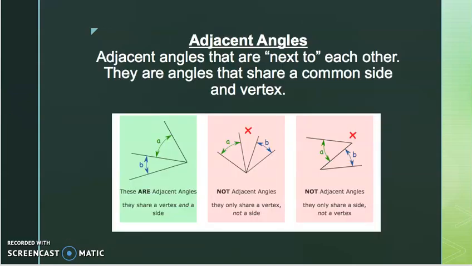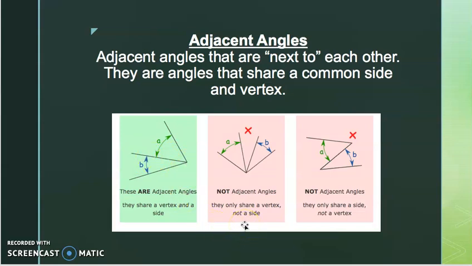We can use the word adjacent when it comes to geometry and taking a look at angles. So adjacent angles are angles that are next to each other. And to be even more specific, they are angles that share a common side and a common vertex. So if you look at these three pictures down below, right here in the green, these are adjacent angles because they're sharing a common side and they're sharing a common vertex.